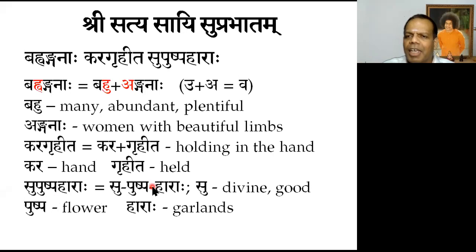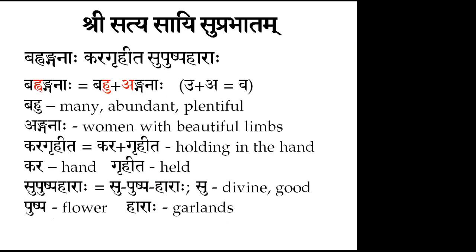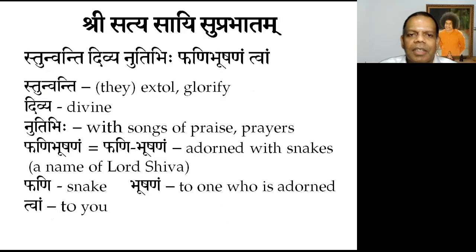Kara Grihita means everything they do with their hands, whatever they do, is Supushpahara. All their actions are also like garlands of divine flowers. So that means every activity. So you can see the person should be pure, the heart should be pure, the limbs should be pure, and the actions which we do should also be pure, like a flower garland. So everything is an offering to the Lord.